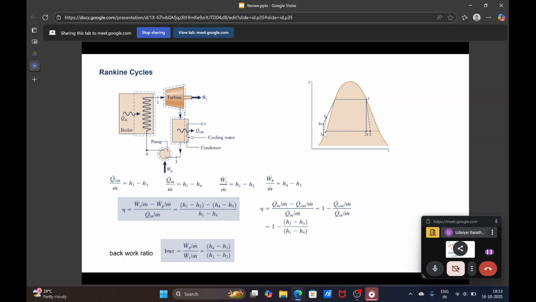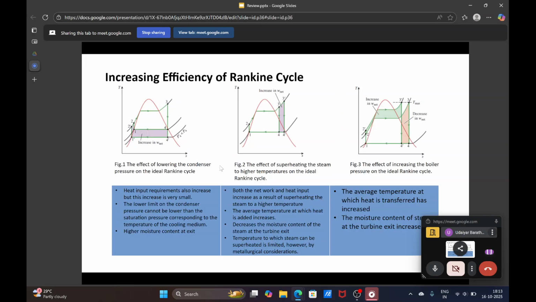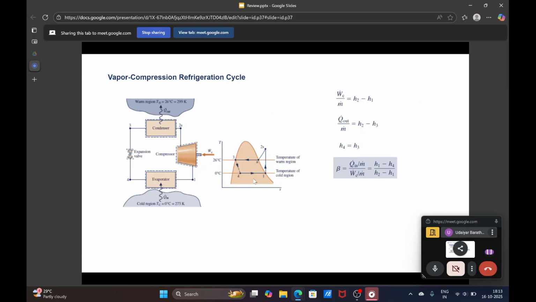So you can estimate the heat and work done for each process, which is just the change in enthalpy, and then we can find out the efficiency. So you can find it as W by Qin or 1 minus Qout by Qin. And then the back work ratio is how much of the work is used for compressing, or used by the cycle, compared to what is produced. So the pump work divided by the turbine work. And then we also saw how the effect of changing the pressures and temperature affects the efficiency.